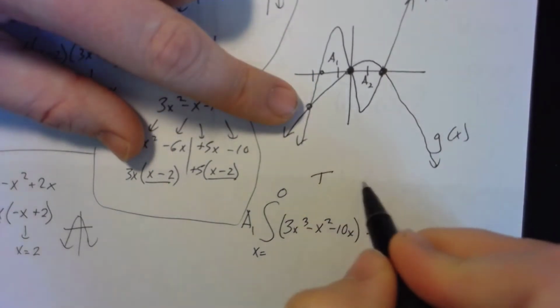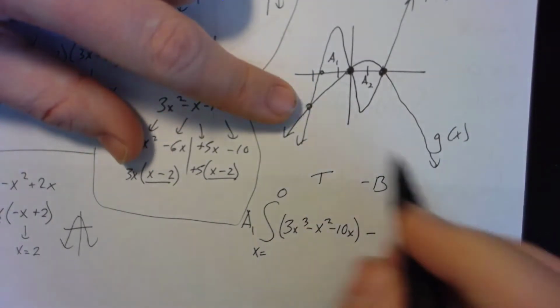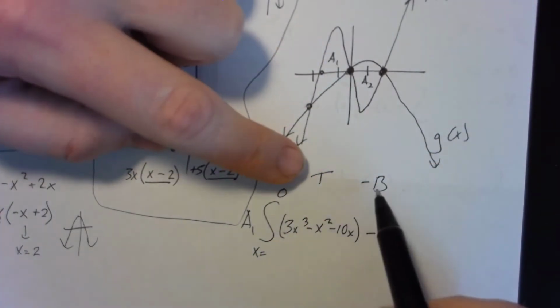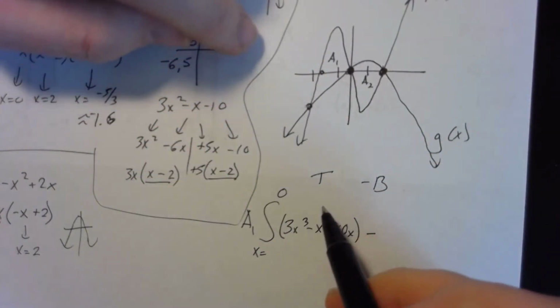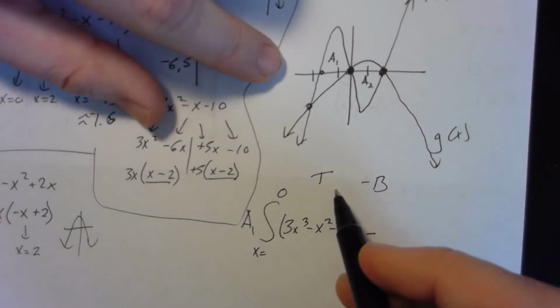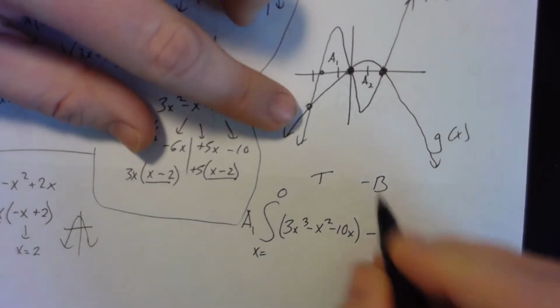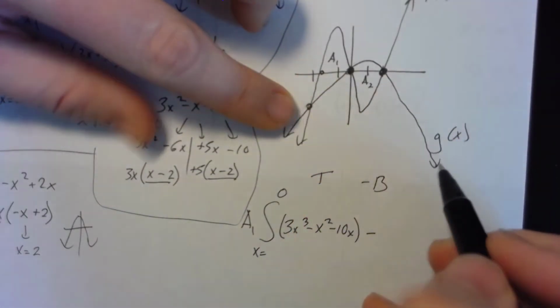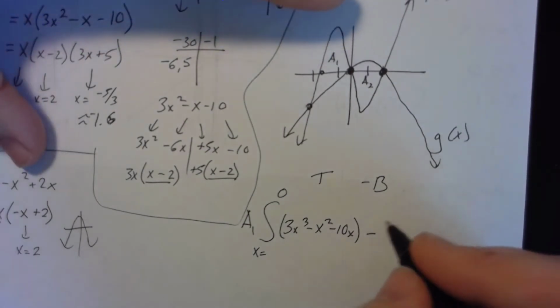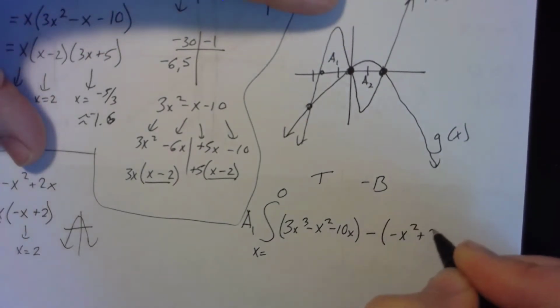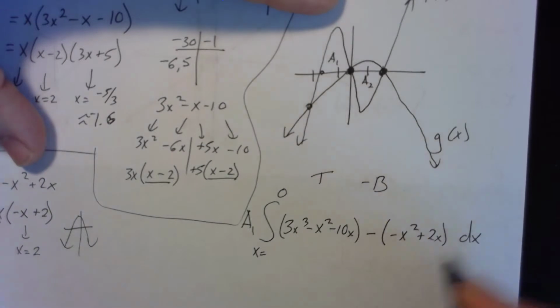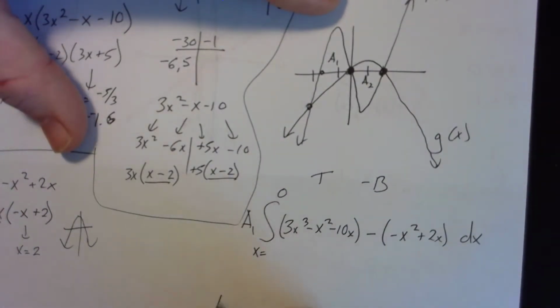because again, remember, this is always the top function minus the bottom function in one of these integrals to find the area in this space. If you flip these two, you'll actually end up with a negative area, and that will correlate everything incorrectly. So then I'm going to subtract from that the area, again, under the curve of this g of x function. This g of x function being the negative x squared plus 2x. There's my first integral, assuming I can figure out what that last intersection point is.